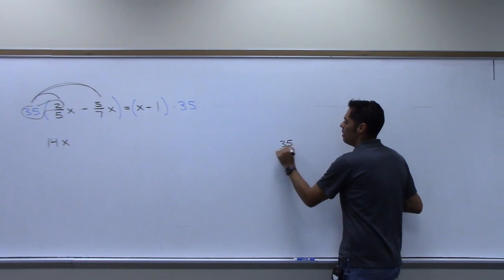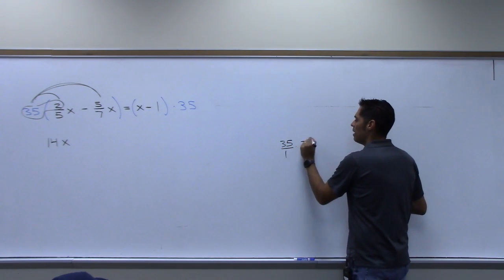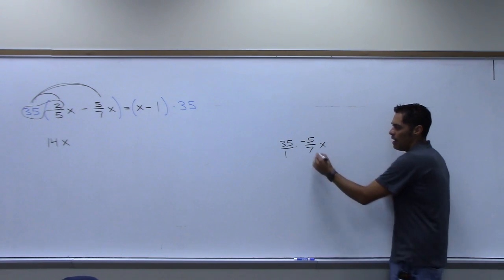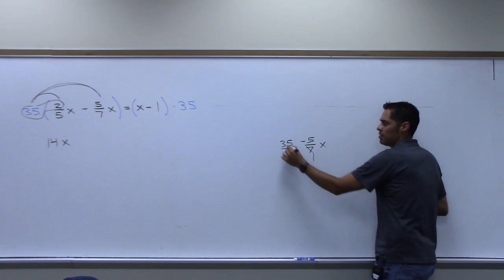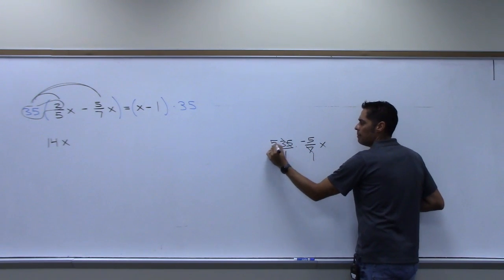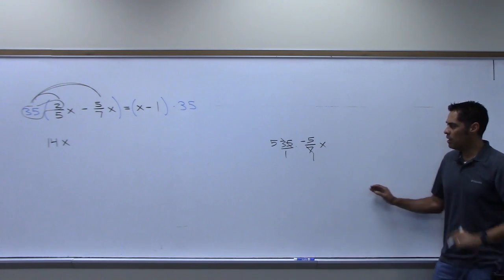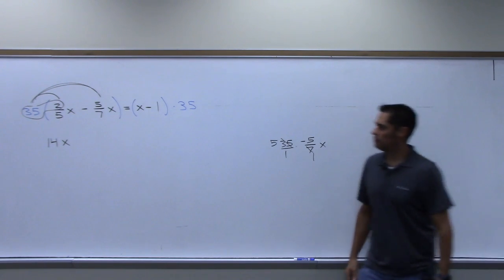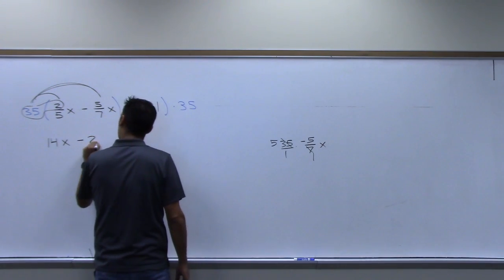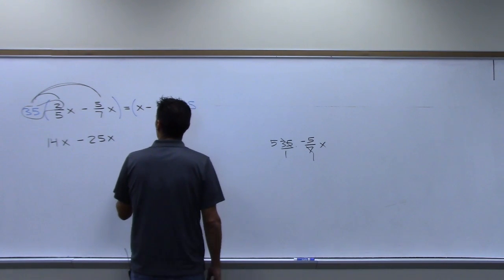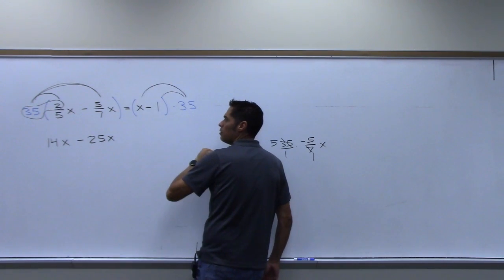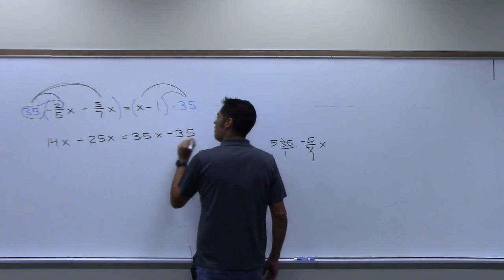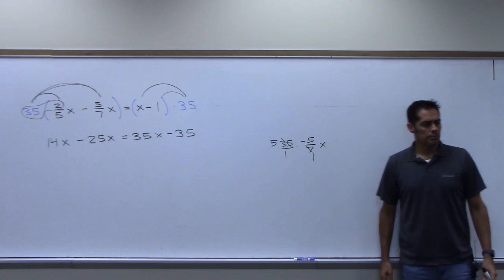What would happen if you multiply it to this? What's 35? I'm going to write it as a fraction, 35 over 1 times negative 5 over 7x. What's that multiplication? I like this way. 7 goes into 7 once. 7 goes into 35 5 times. 5 times negative 5, negative 25 over 1, which is just negative 25x. And then on the right side, these are a little easier to multiply: 35x minus 35. We good? No fractions.